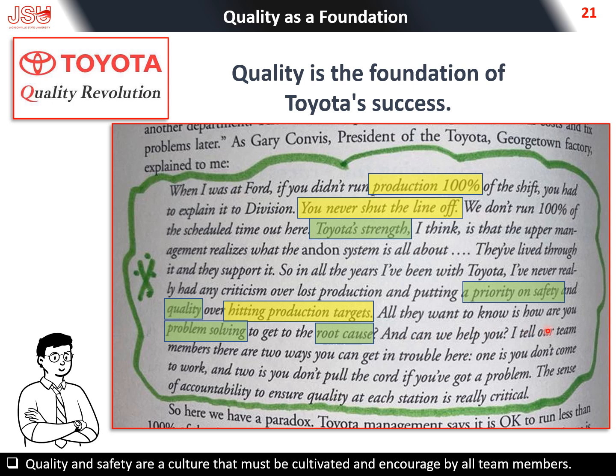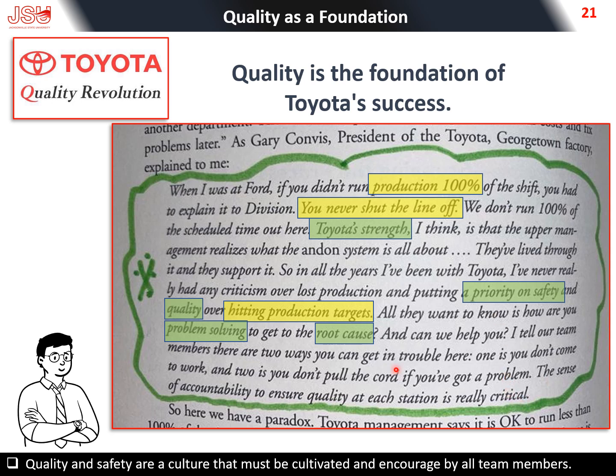All they want to know is how are you solving problems to get the root cause, and can we help you? I tell our team members that there are two ways you can get in trouble here. One, if you don't come to work. Two, if you don't pull the cord, if you got a problem. The sense of accountability ensures quality at each station is critical.